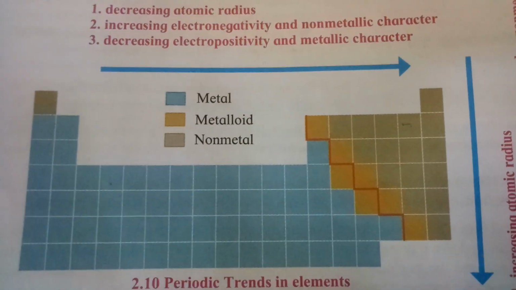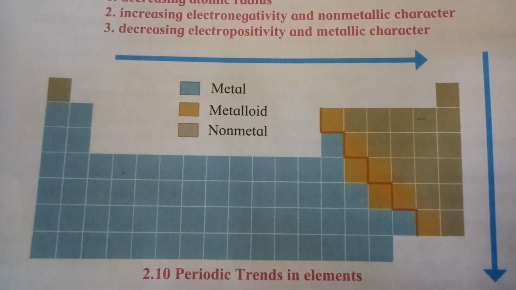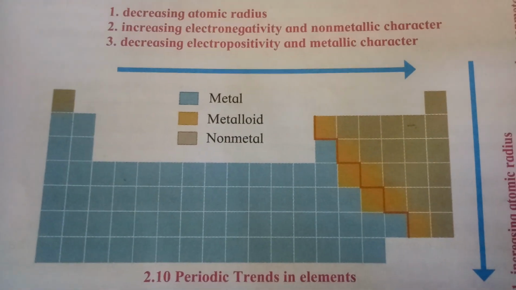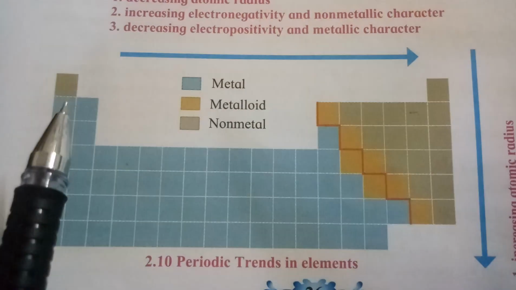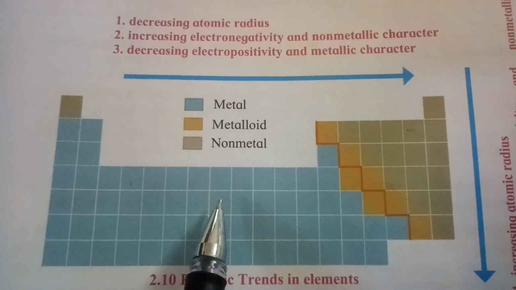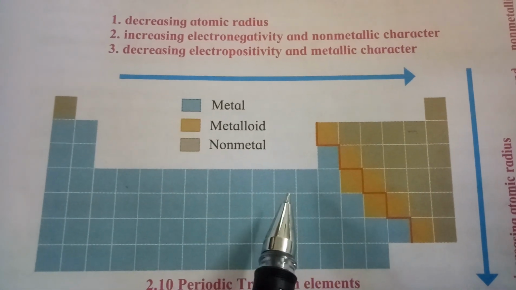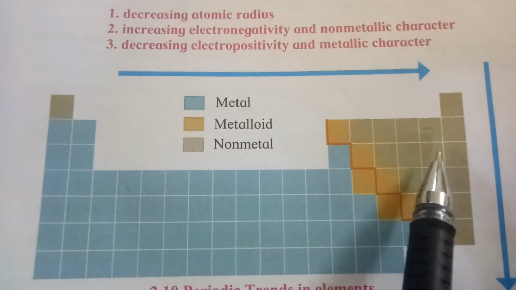Now student, let us move on to the next topic, that is metallic and non-metallic characters. It is seen that the metallic elements like sodium, magnesium are towards the left. And the non-metallic elements such as sulfur, chlorine are towards the right.